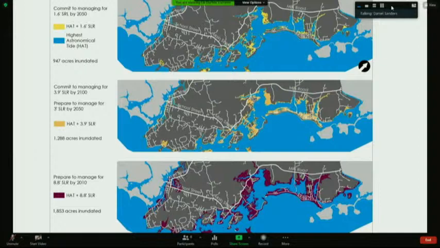But it might be good to show from an educational standpoint that this is where we are today. And this is where we're planning, where we need to manage for by 2050 and by 2100. That is essentially what's shown here. It just doesn't show the mean high tide, so like a normal high tide. It shows the super high tide now. Yeah, that's what the blue is, right? Right. And then the sea level rise is 1.6 feet of sea level rise on the high tide.